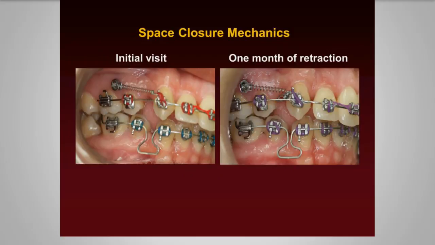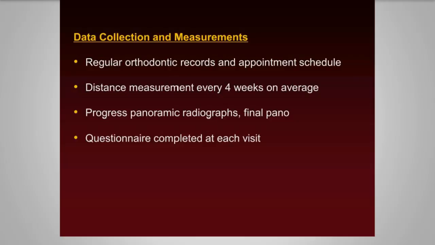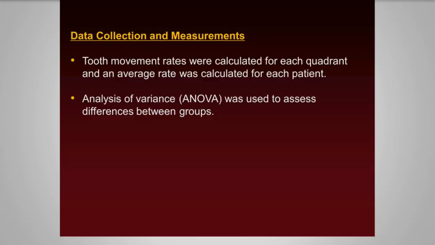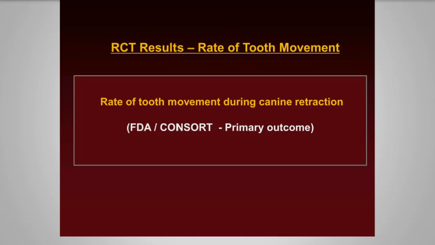This is an example. At the initial visit, the force is put on the cuspid. At the next visit, notice her colors here changed, and we have space mesial to the cuspid as the cuspid is retracting. We collected the data at regular 4 week appointments. Everything else was done as in regular orthodontic treatment. Patients were filling out questionnaires about their perception of the appliance, and the data were collected for each quadrant of the jaw separately. ANOVA was used to assess the difference between groups, followed by the student t-test.